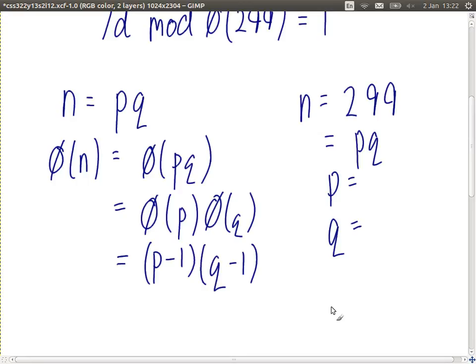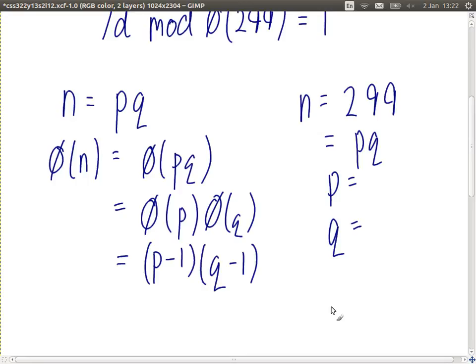What's the smallest prime? 2. Does 299 divide by 2? No. So 2 is not a prime factor. What about 3? Does it divide by 3? No, because 300 divides by 3. Does it divide by 5? No. What's the next prime? 7. So you try 7. 299 divided by 7. Do you get an integer? Try. Calculator or head? No.